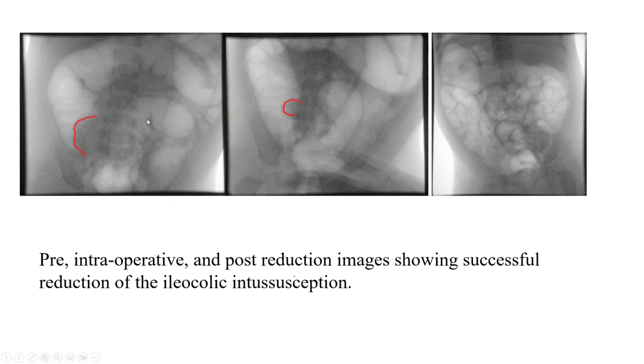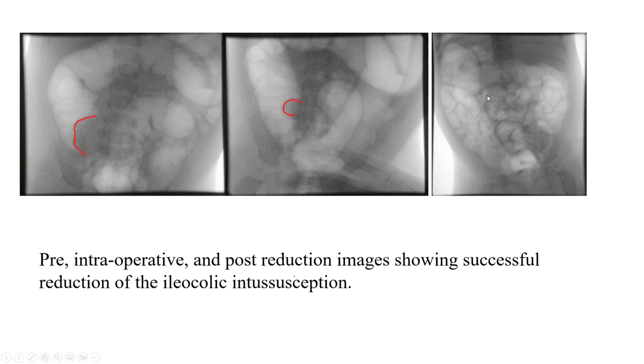Here's what an air enema reduction looks like under fluoroscopy. These are preprocedure, intraprocedure, and postprocedure reduction images. On the pre-reduction image, we can see this soft tissue mass at the ileocolic junction, representing the intussuscepted bowel. As we start to inject air to pressurize this loop of bowel, it starts to reduce, and this soft tissue mass appears smaller.